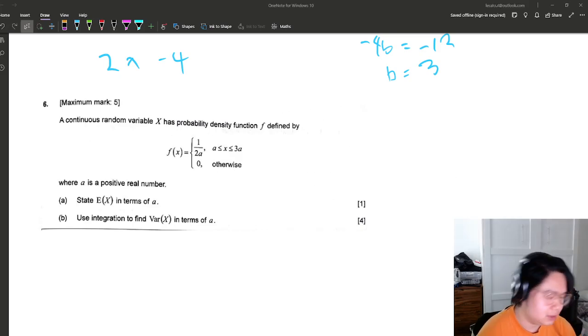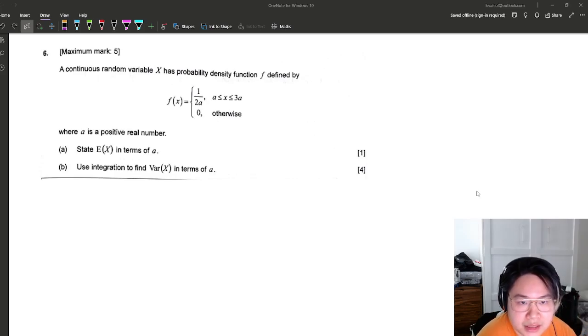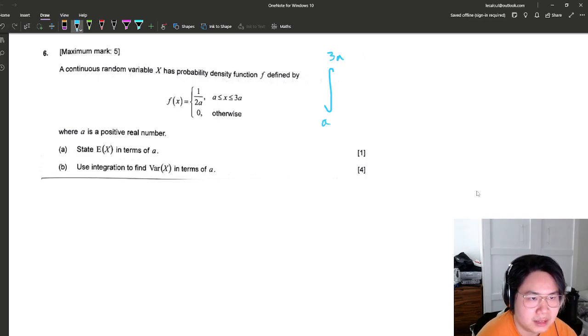So here's our first actual HL exclusive question, because it's a continuous random variable. State the expected value in terms of A. Okay, 1 mark, so this should be pretty easy, right? I'm just gonna do the integral. There's probably a faster way to do this if it's only 1 mark.